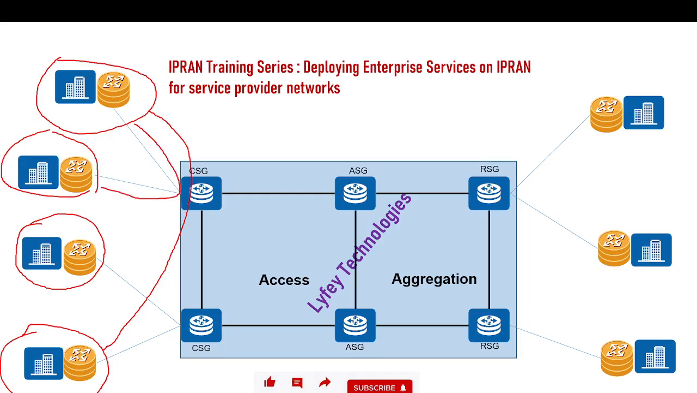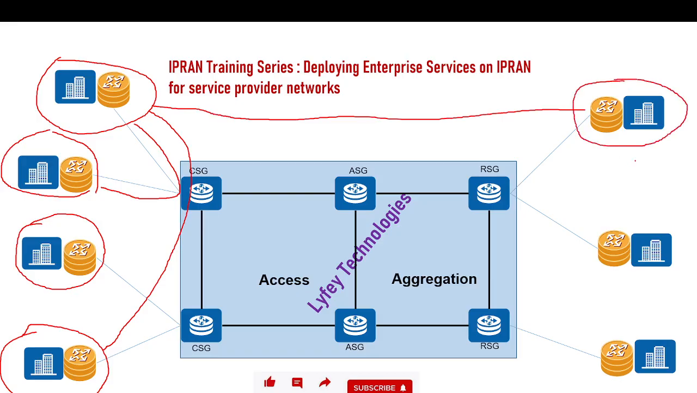But we can also have a requirement that we need to have communication from this side to the side connecting to the RSG on this side, or even this side connecting to this side. So you end up having to configure what we call layer 2 VPNs to transparently carry the services for different customers. I've mentioned that in this setup, the IPRAN network is acting as the MPLS backbone. So these CSGs, the ASG, the RSGs will be acting as the provider edge routers for different setups. And then the customer equipment will be the customer edge router.